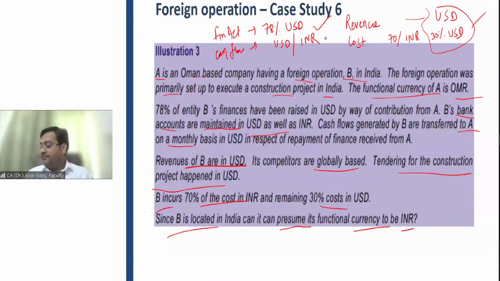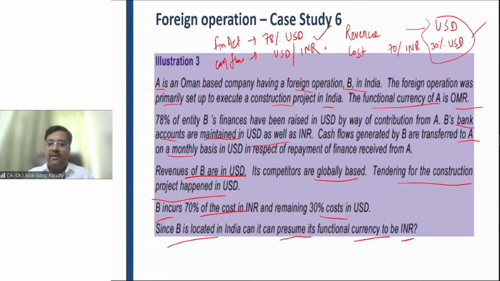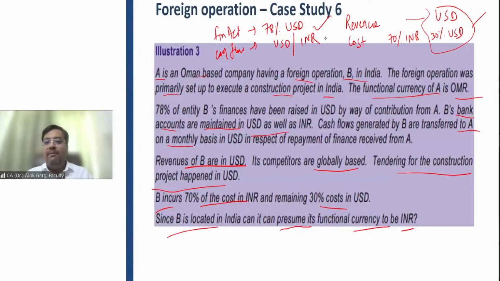Is that clear? So with this example, probably you are clear. Yes, Namrata, you need to fulfill all 4 conditions for taking the functional currency of foreign operations the same as the functional currency of the reporting entity. Right? In this case, A Limited's functional currency is OMR, but B Limited's functional currency will be US dollar.